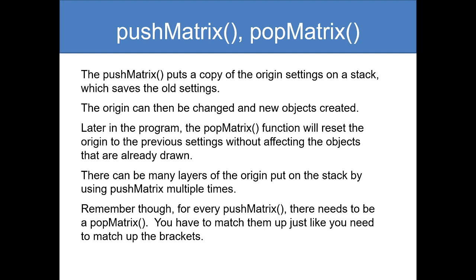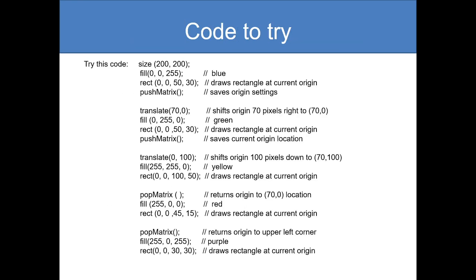So, push matrix puts a copy of your origin settings on a stack, which saves the old settings. Then you can change the origin and new objects can be created. Later in the program, the pop matrix resets the origin to the previous settings without affecting the objects that are already drawn. So you can have a lot of layers of the origin on the stack by using push matrix multiple times. Every time you do a push, though, there needs to be a pop. You have to match them up like you match brackets in the program. So every time you push, there should be a matching pop so that you can go back to it. So let's try this code.